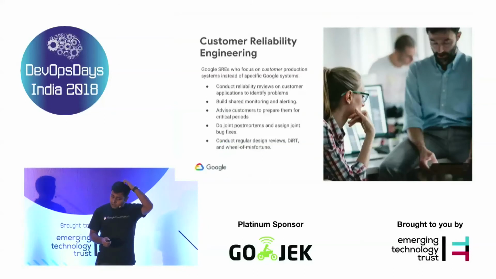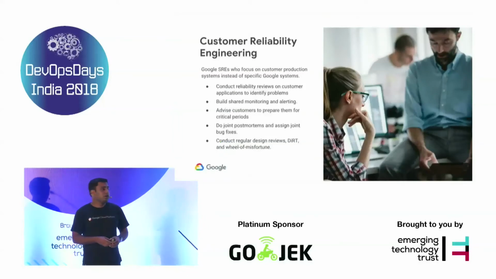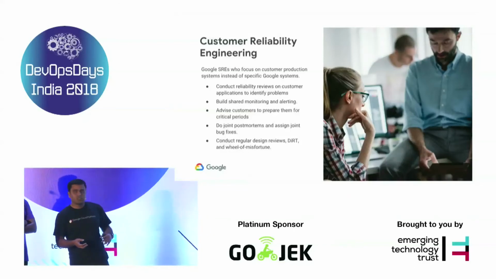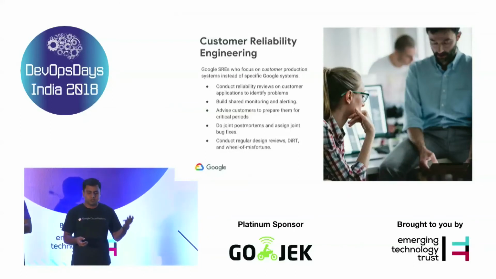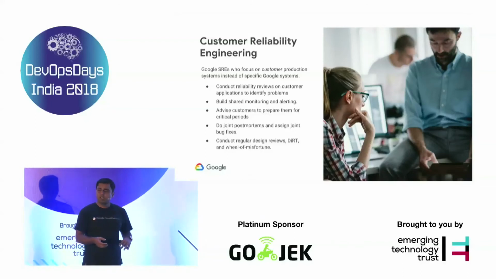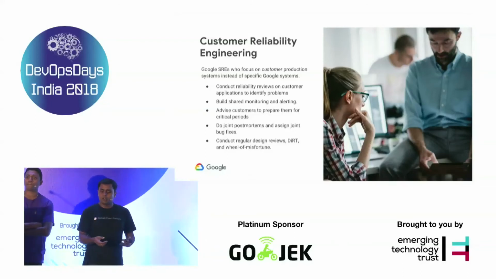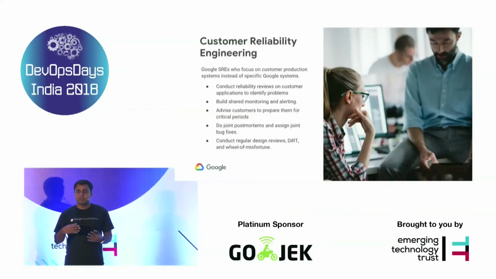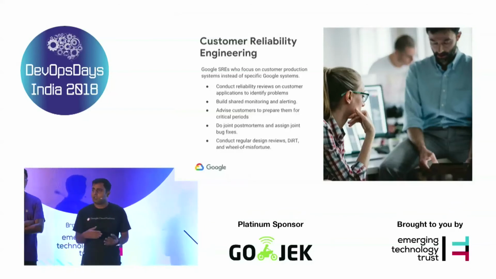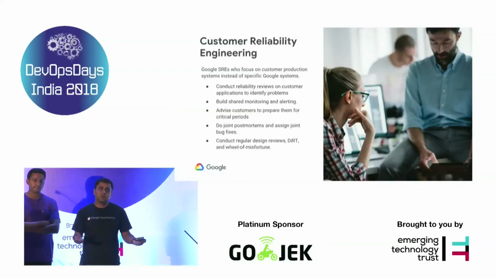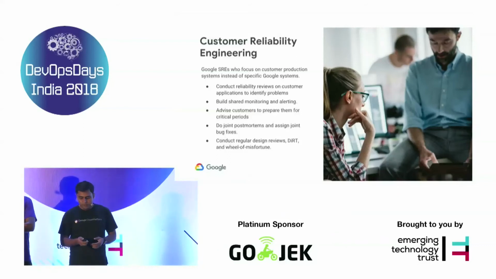So the ways in which Google can help: we do have a team which we call the Customer Reliability Engineering team. It's a team formed by some of the Google SREs, and this is for some of our customers who use our cloud platforms. These are some of the areas in which we help them: conducting reliability reviews, helping them build shared monitoring and alerting, making sure they're ready for their critical periods within their businesses, and we also do joint postmortems.